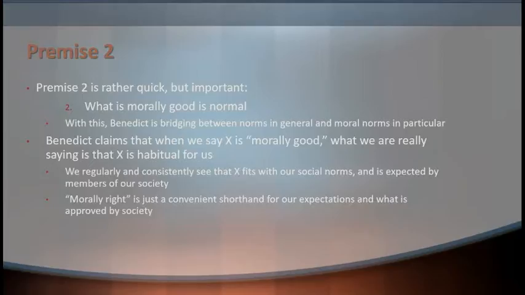Now, once Benedict has established this, she moves on to quickly, but rather vitally, argue for premise 2, that what is morally good is normal. That is, the morally good and the socially normal, that is, what adheres to social standards, are really the same thing. So Benedict's making a bridge between norms in general and moral norms in particular.